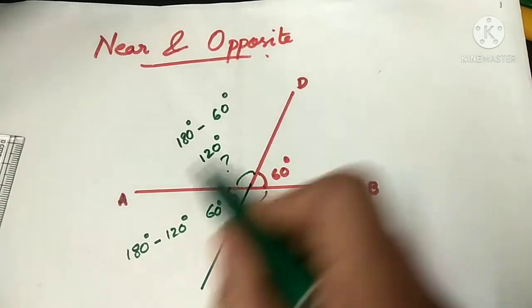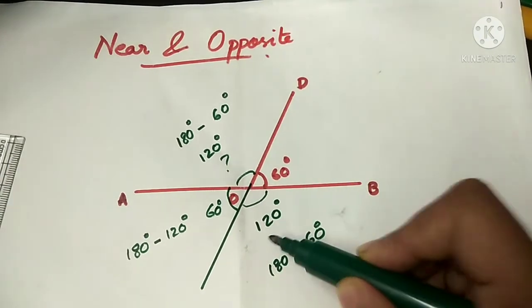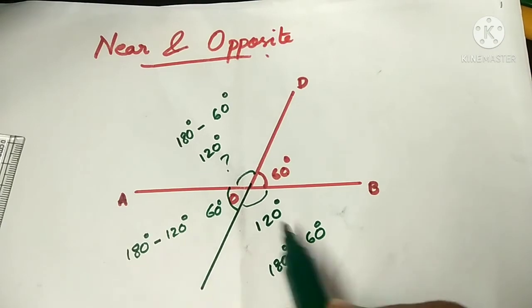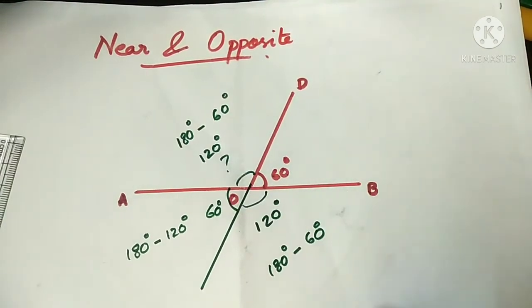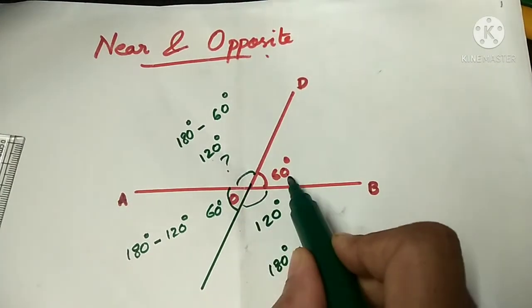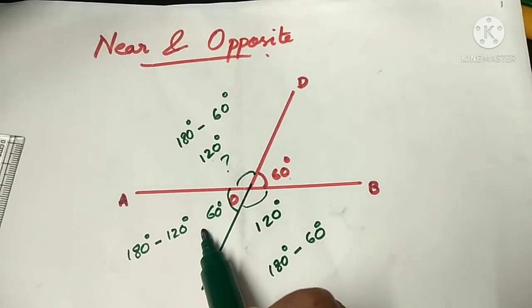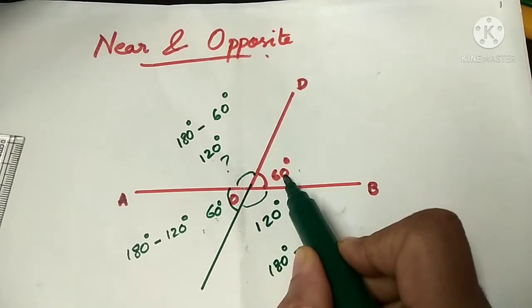Now can you notice anything from this? See, when we take nearby angles, they give 180 degrees. The sum of these two angles is 180 degrees. The sum of these two angles is 180 degrees, and the sum of these two angles is 180 degrees. Now coming to the opposite angles. See, the opposite angle of this angle is this. Both are the same, 60 degrees, 60 degrees.